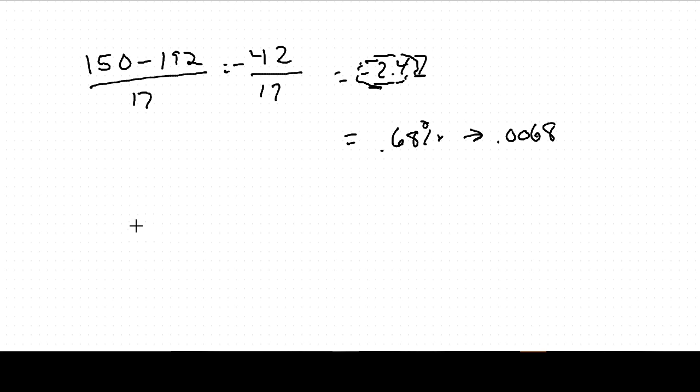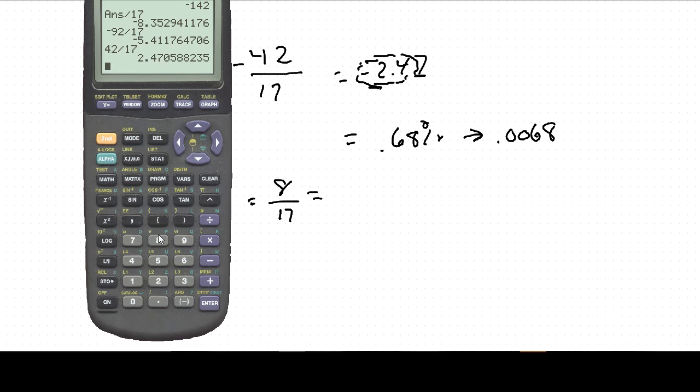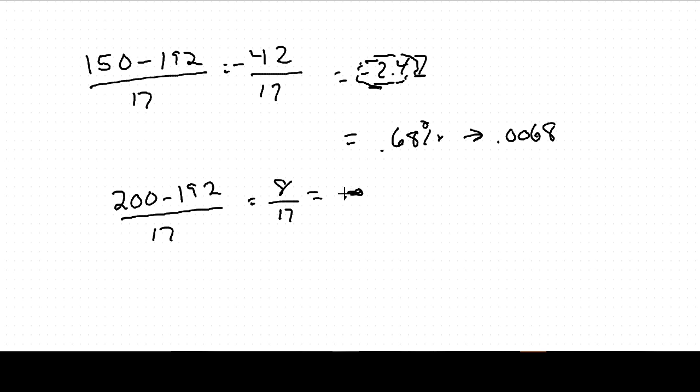Okay, let's do the next one. Okay. So 200 minus 192, which would be 8 divided by 17. Positive 8 divided by 17. So it's going to be somewhere around 1/2, right? I'm not trying to do that in my head. 8 divided by 17 gives us our z-score. So our z-score is 0.47.